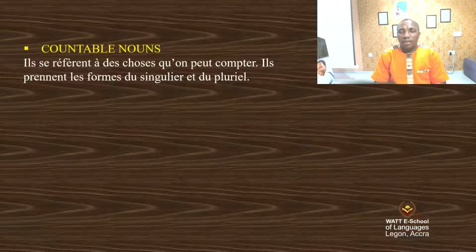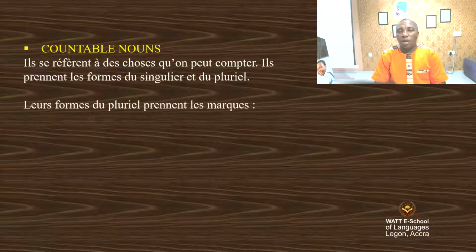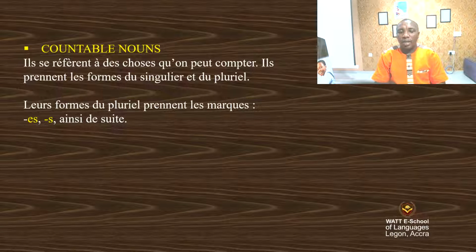So in this case, when a countable noun is in masculine form, how do we form its plural? We form its plural by adding s or es, and so on and so forth. So you have to watch out to see how we can form the countable nouns in plural form.